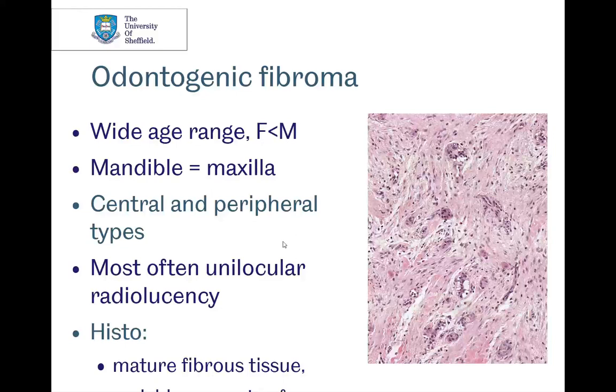If it arises as a central lesion, it's most often a unilocular radiolucency, and histologically they tend to have mature fibrous tissue, and you can have occasional odontogenic epithelial rests scattered throughout it, but they're not a neoplastic part of the tumour. It's a fibrous neoplasm in this case.